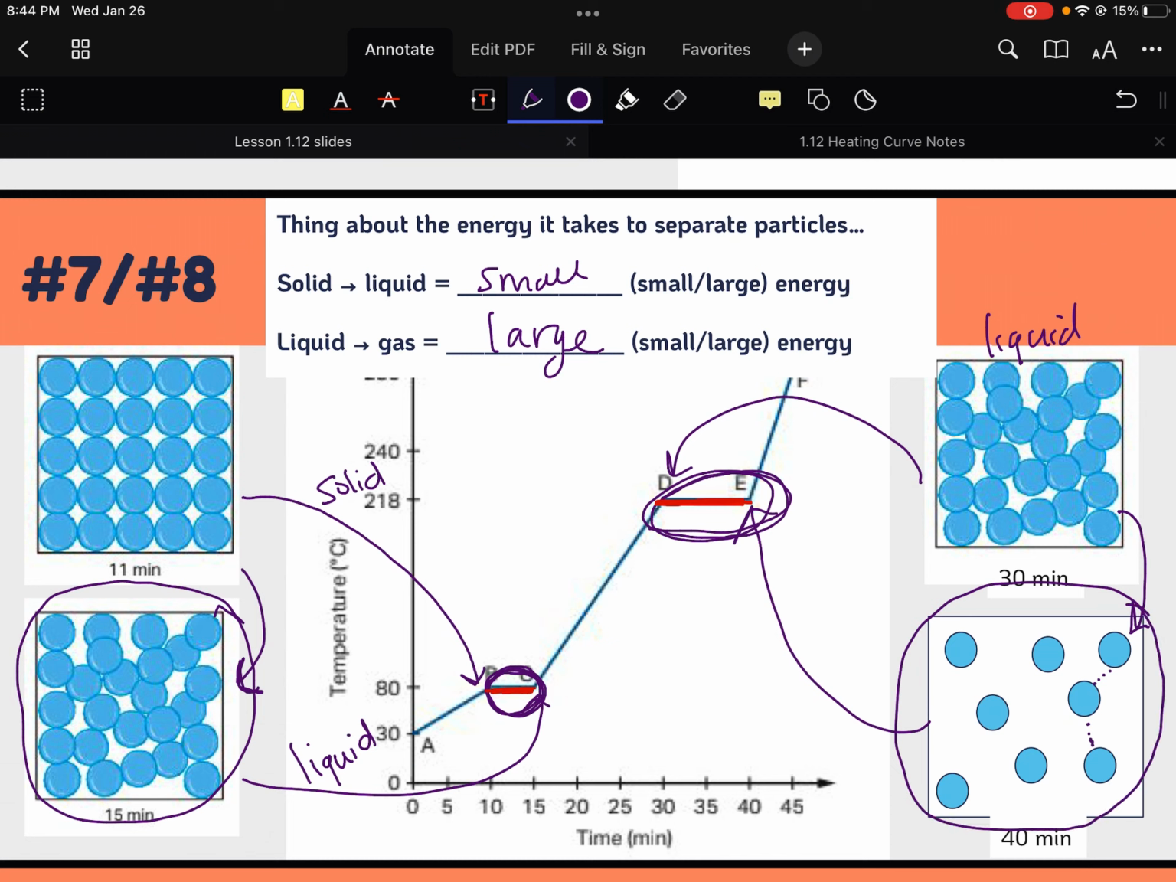So it actually takes a lot more energy to break apart these forces of attraction in a liquid in order to move into a gas than it does in a solid.